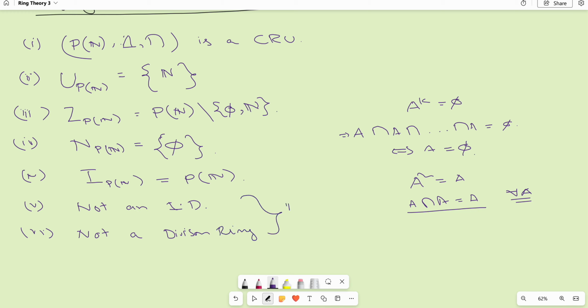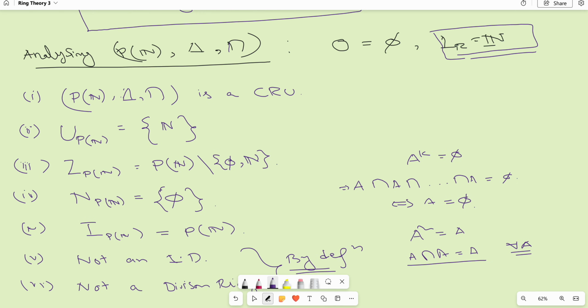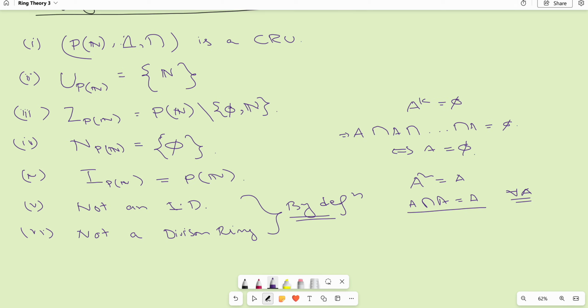Those two are by definition. And these are some properties of the power set of natural numbers with respect to symmetric difference. These are some basic properties of it, and later on we will discuss some more properties, but for now this is enough.